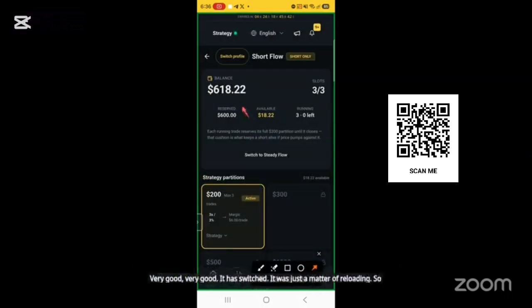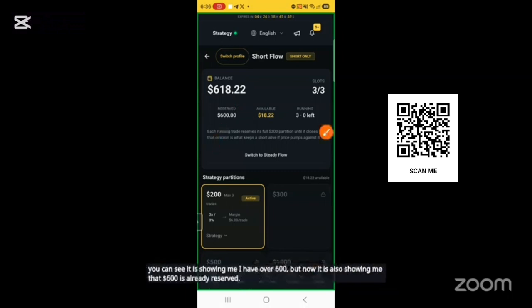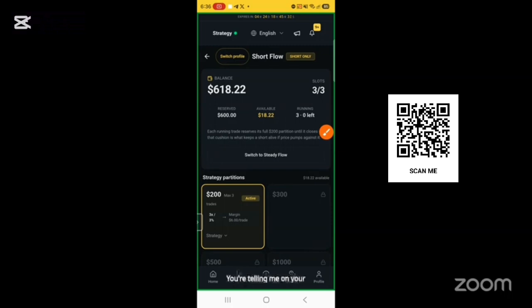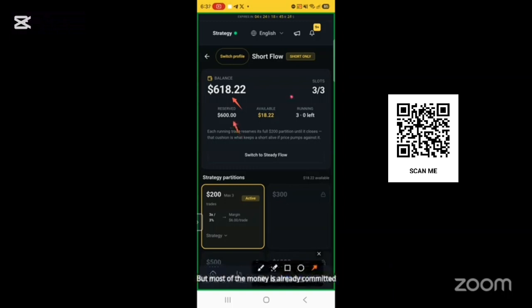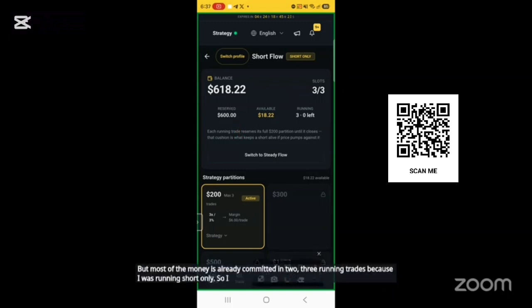So you can see it is showing me I have over $600, but now it is also showing me that 600 is already reserved. It's telling me that on your futures account, the total futures balance you have is over $600. But most of the money is already committed into 3 running trades because I was running short only. So I chose the $200 partition. I'm going to explain all this.